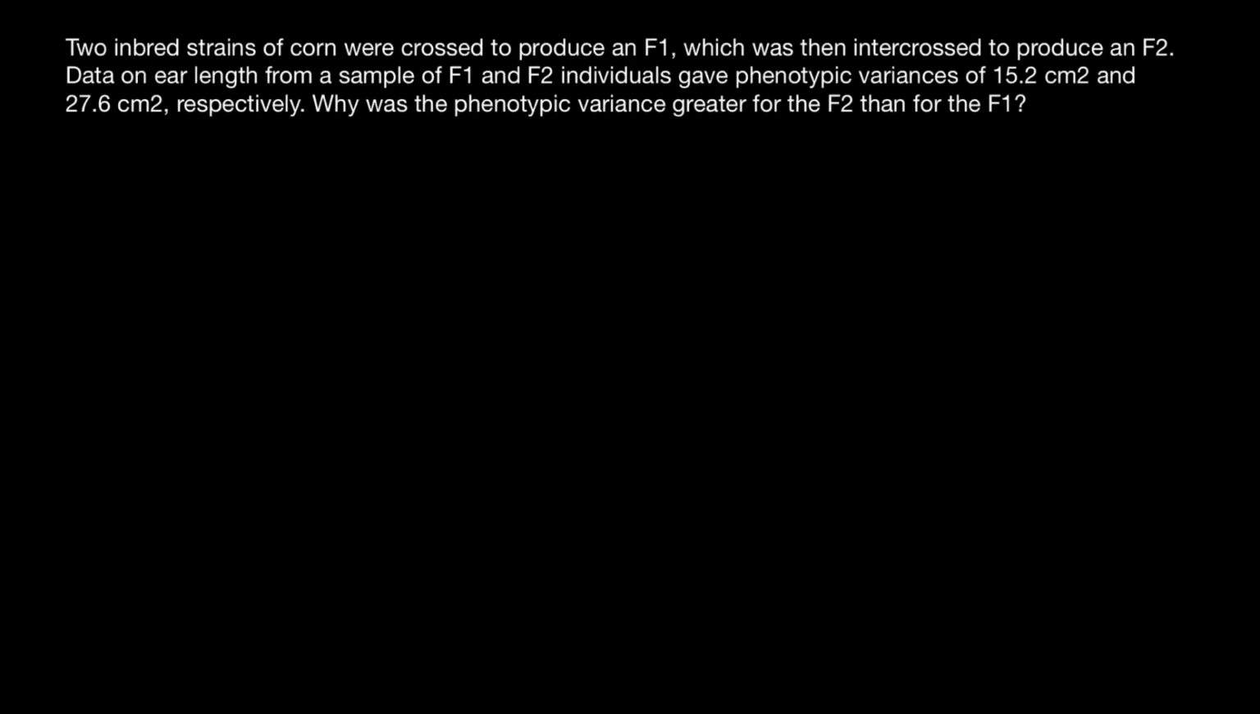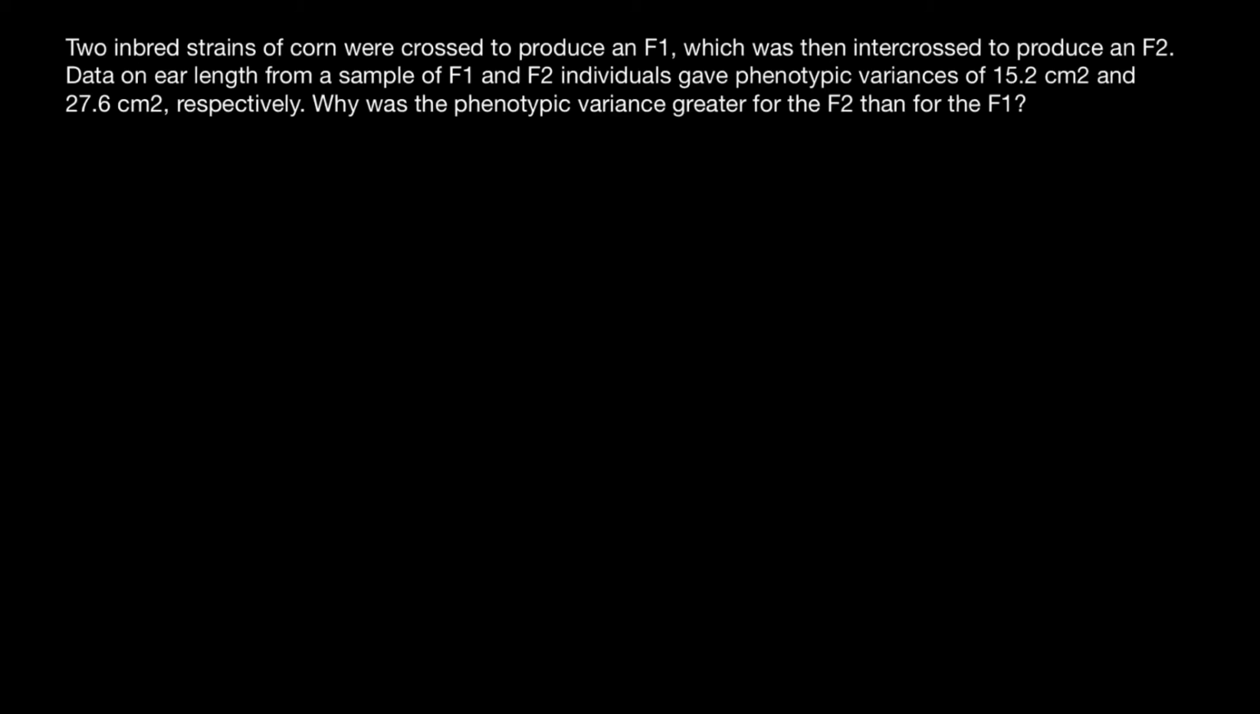So here's a problem. Two inbred strains of corn were crossed to produce an F1 generation, which was then intercrossed to produce an F2 generation. Data on ear length from sample F1 and F2 individuals gave phenotypic variance of 15.2 centimeters and 27.6 centimeters respectively. Why was the phenotypic variance greater for F2 than for F1?